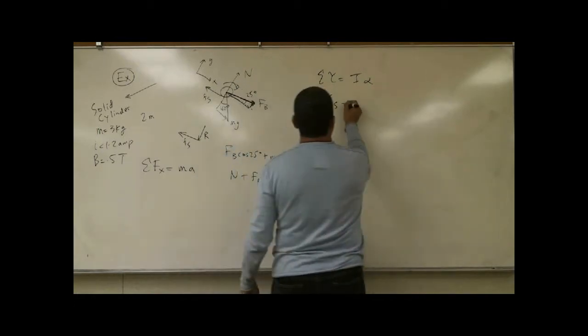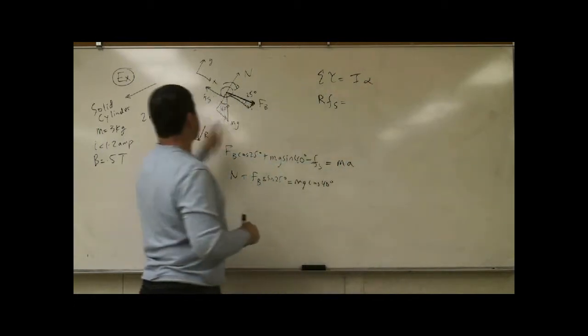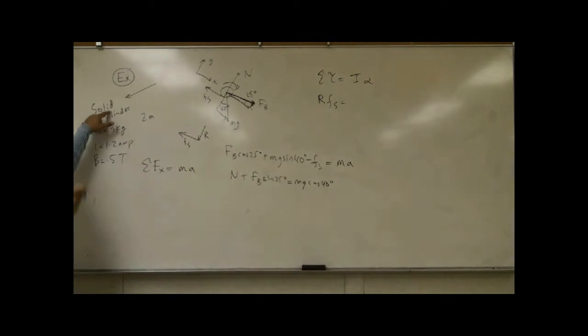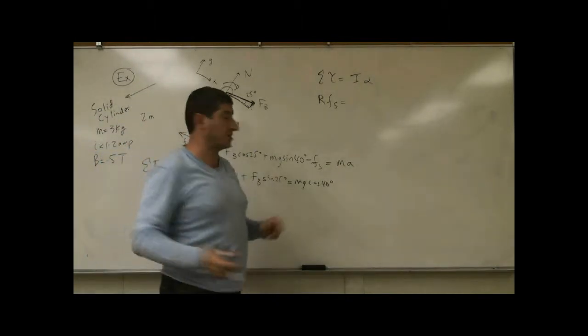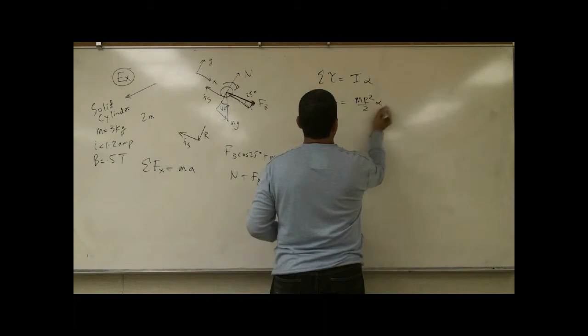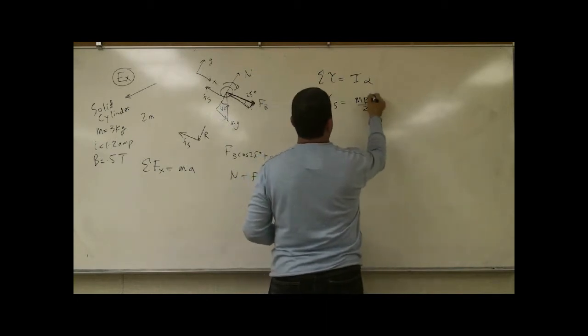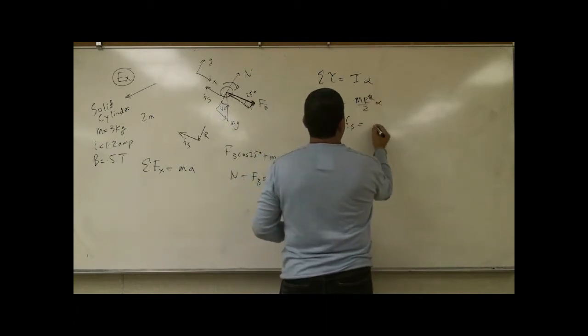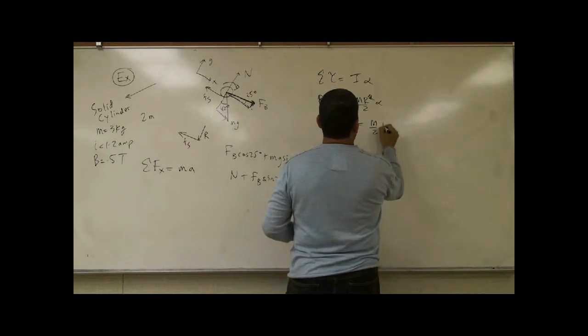Then we're going to set that equal to the moment of inertia. That's where the shape comes in. You ask yourself, is it a solid cylinder, solid sphere, hollow cylinder, hollow sphere? In this case, it's a solid cylinder. So we put m r squared over 2 alpha. R cancels r. Fs is equal to m over 2 r alpha.